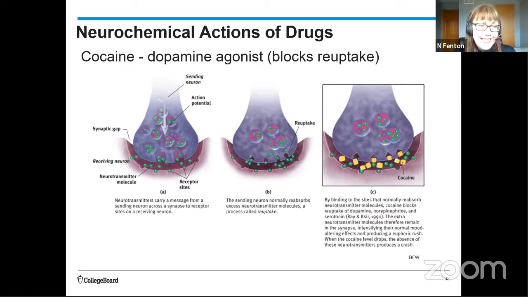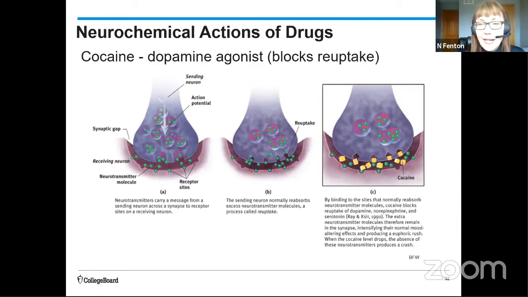So the reason why cocaine is an agonist is it's going to bind to those reabsorption sites, not receptor sites. In this image, the little yellow squares are the cocaine molecules. So once the dopamine is released by the sending cell, instead of the excess being taken back up into the sending cell, it remains in the synapse to repeatedly fire the cell. And cocaine actually blocks reuptake of dopamine, norepinephrine, and serotonin. And these extra neurotransmitters that remain in the synapse longer overstimulate and continually stimulate the cell.